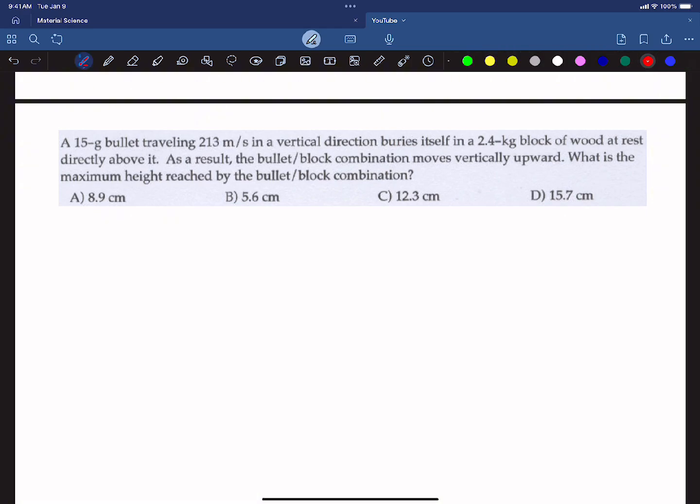So this is our next question. A 15 gram bullet travels with the speed of 213 meter per second in a vertical direction. The bullet is trapped in a 2 kg block of wood resting directly above it. As a result, bullet and block combined and move vertically upward. What is the maximum height reached by the bullet and the block?